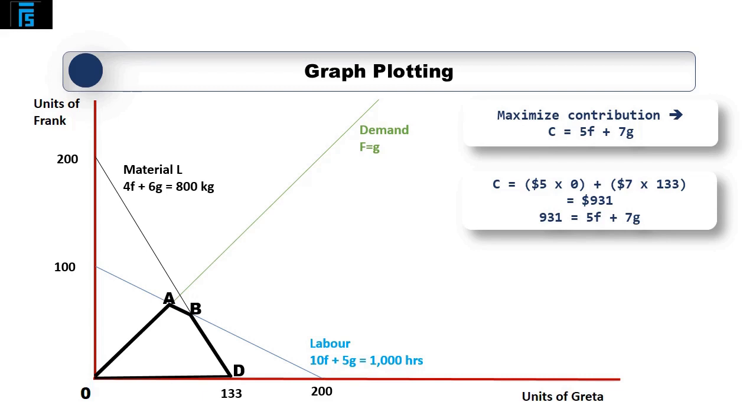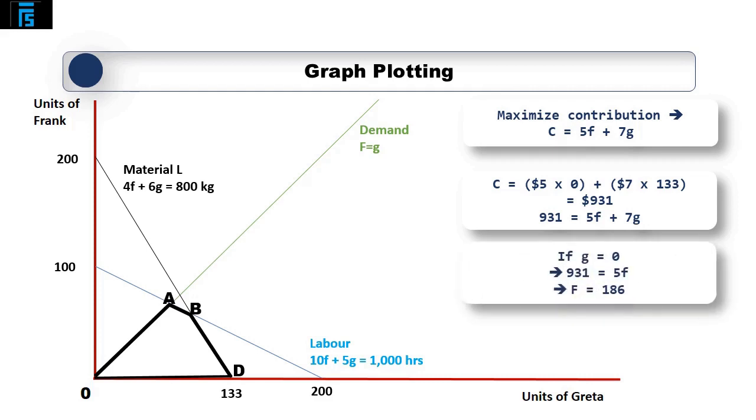We can then use the contribution formula, this time assuming that G is 0, to find how many francs would also generate $931 of contribution. So $931 equals 5F plus 7G, but as G is 0, this becomes $931 equals 5F, and therefore F must be 186 units. We can now plot a line on the graph where the point on the F-axis is 186 units and the point on the G-axis is 133 units. This is the contribution line.